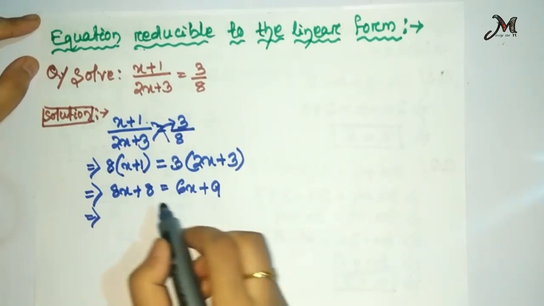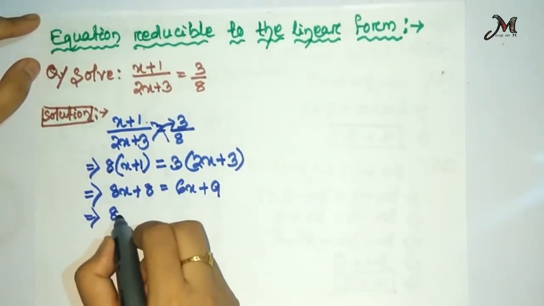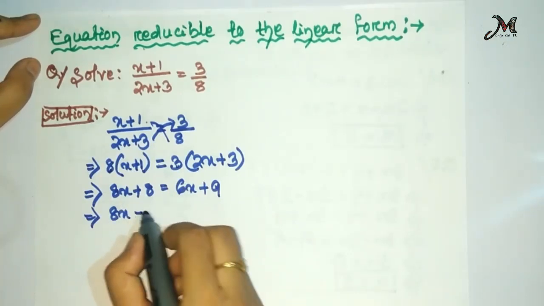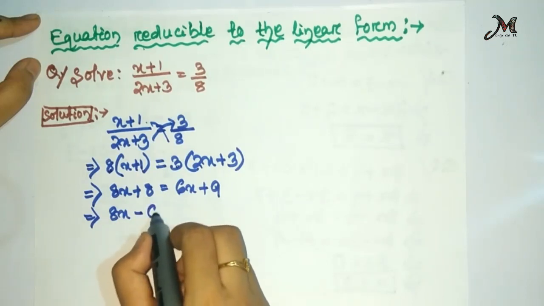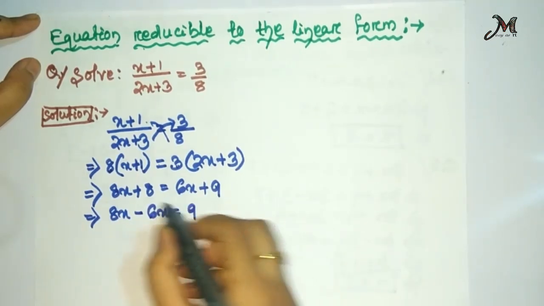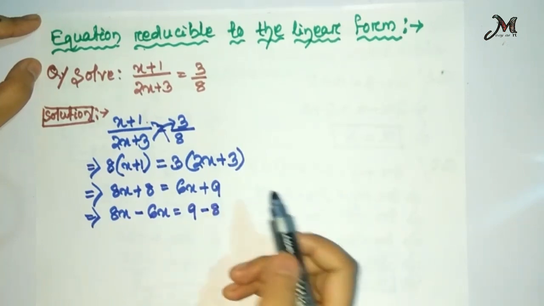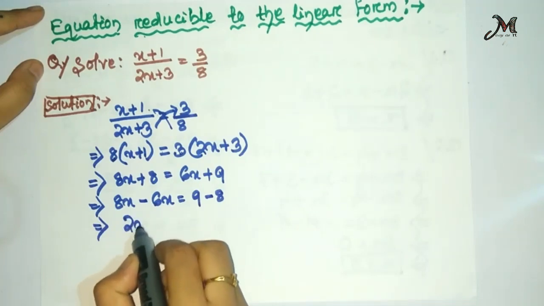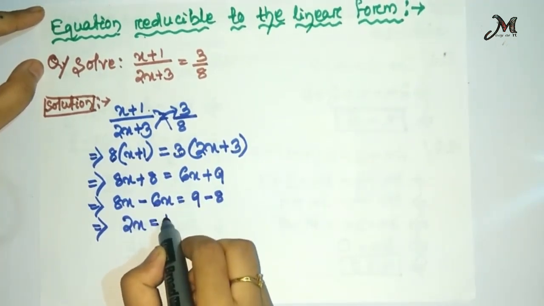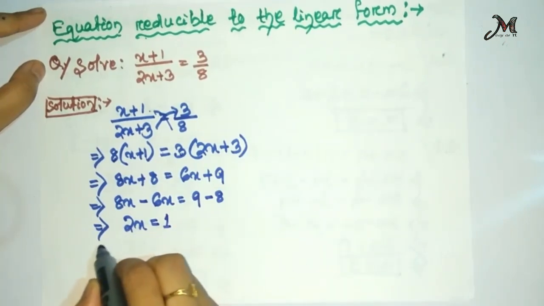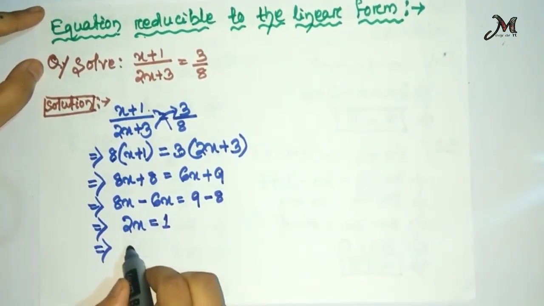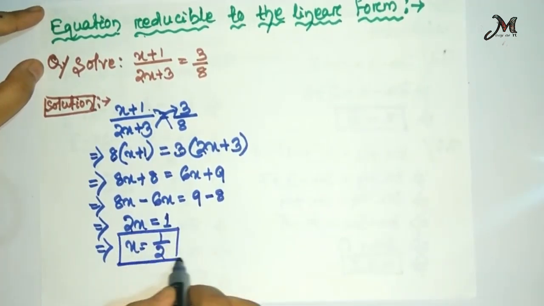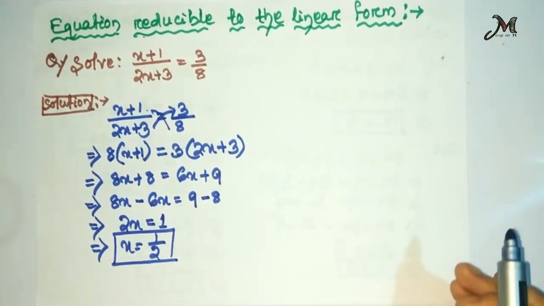Now we will arrange the like terms. 8x minus 6x, because 6x will be transferred to the left hand side. Clear? So 8x minus 6x is equal to 9 minus 8. Okay. So we can write 8x minus 6x is equal to 2x. Now 2x is equal to 9 minus 8, which is equal to 1. So we can write 2x is equal to 1. So x is equal to 1 by 2. That is the final answer. Clear? Okay.